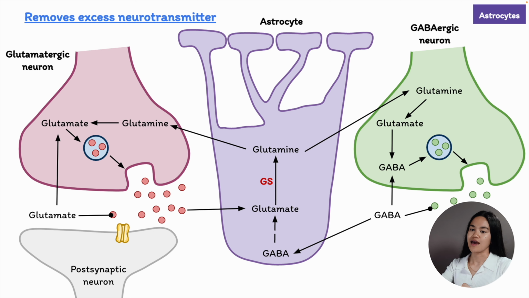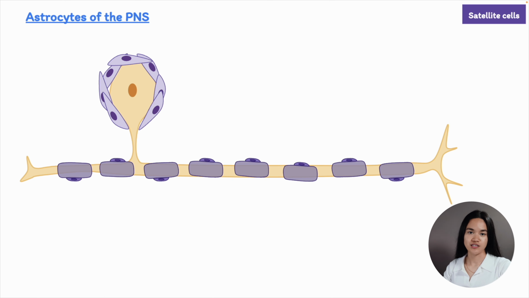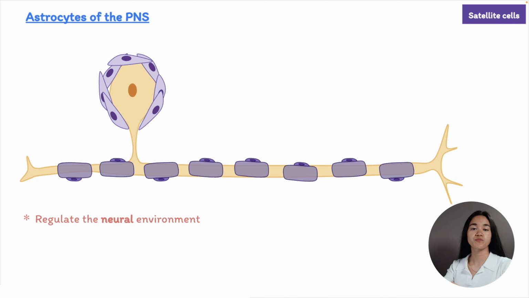That's glutamate and GABA. Let's move on to the next glial cells, which are the satellite cells. These cells are the astrocytes of the peripheral nervous system. So similar to astrocytes, their function is to regulate the environment, the neural environment, to provide nutrient support and protection to these neurons found in the peripheral nervous system.